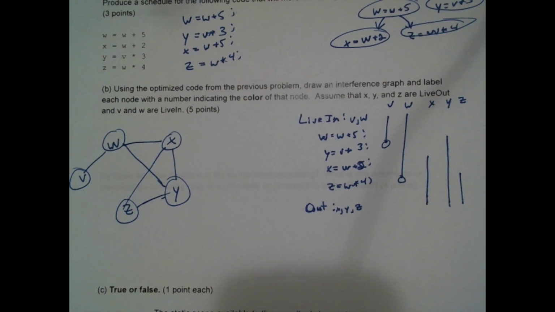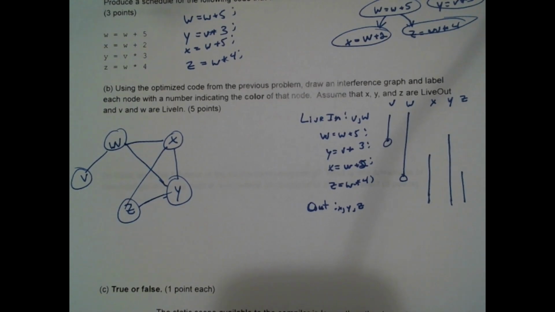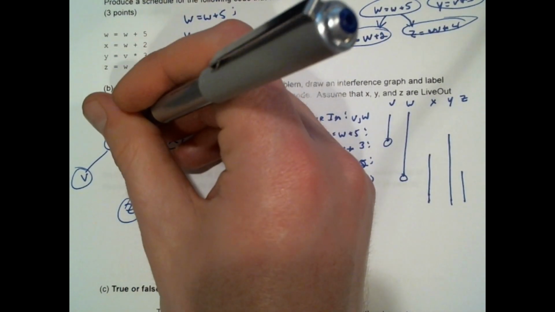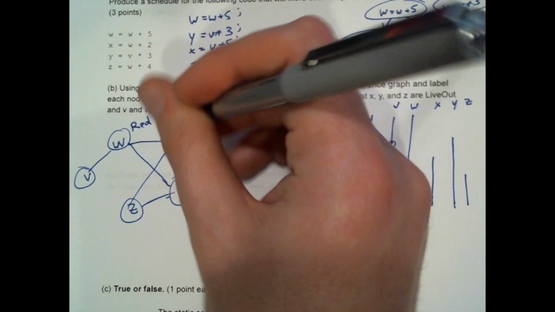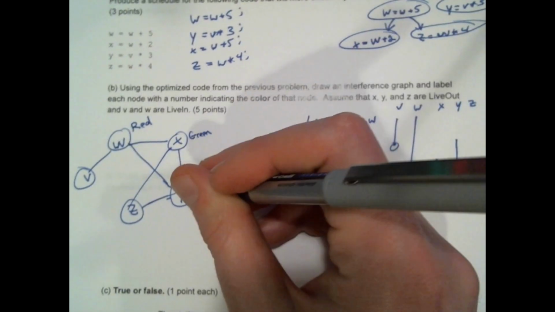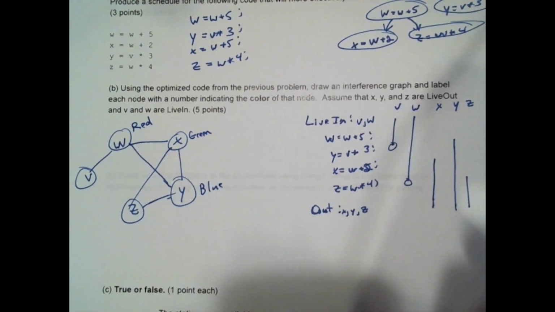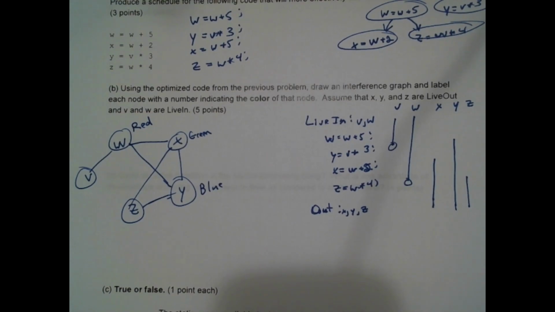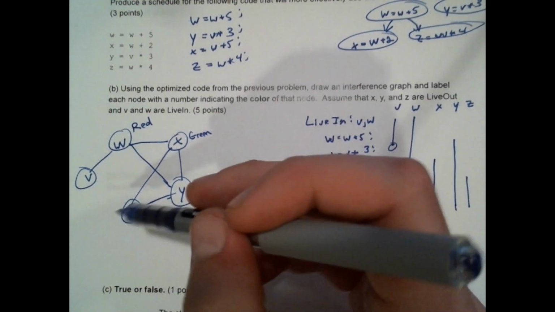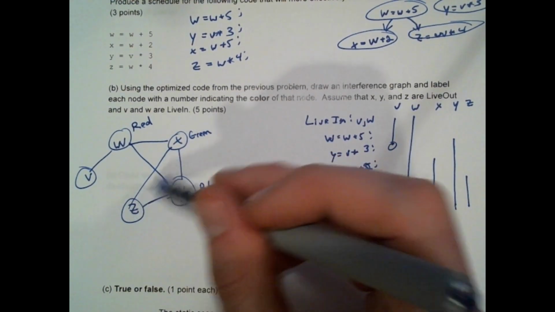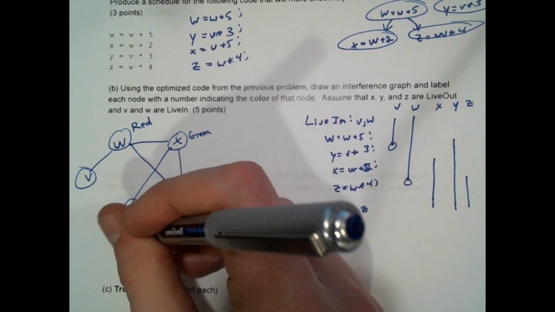We can use some heuristics and choose maybe the fact that W, X, and Y are sort of heavily linked here. We can see that those are probably going to need different colors, so we could use red, green, blue, and then we can start labeling the other two nodes. So let's try to label Z. It can't be green or blue, but it can be red.